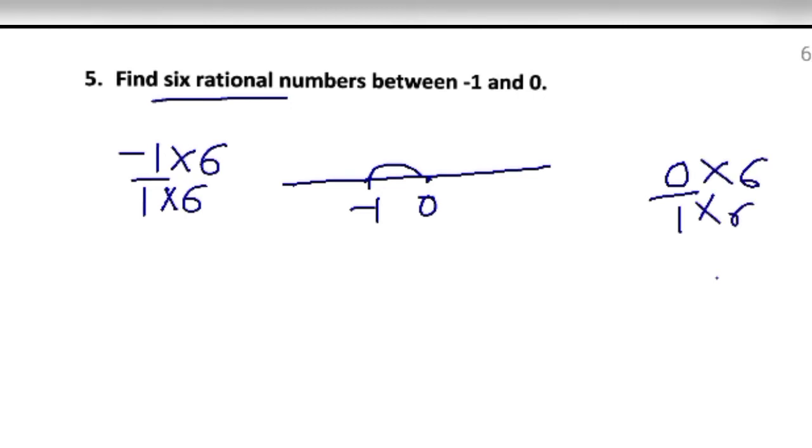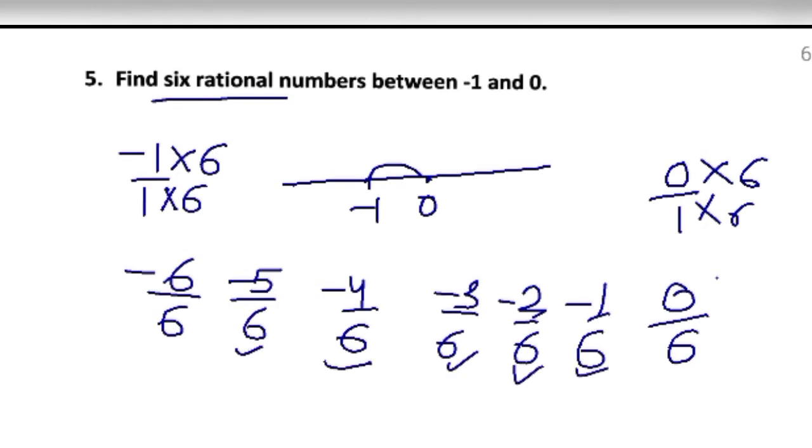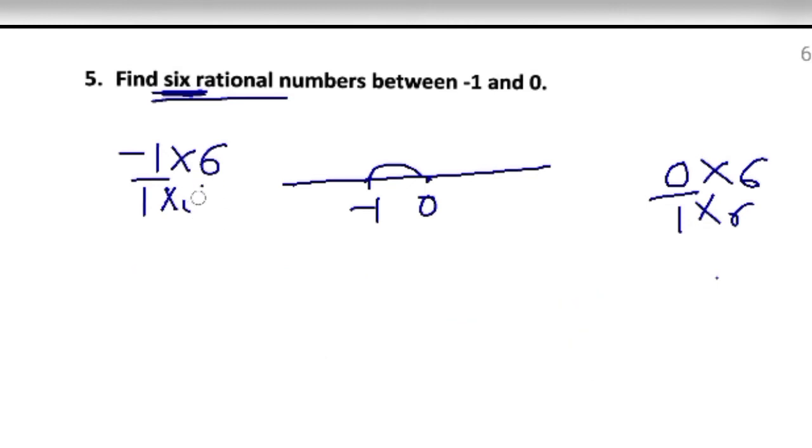6 1s are 6 with a minus sign, 6 zeros are 0 upon 6 ones are 6. Now between them let's check the rational numbers. Minus 5 upon 6, minus 4 upon 6, minus 3 upon 6, minus 2 upon 6, minus 1 upon 6, then 0 upon 6. 1, 2, 3, 4, 5. There are just 5 rational numbers. And how many rational numbers were they asking in the question? 6 rational numbers. So we will multiply these numerator and denominator by one greater number.